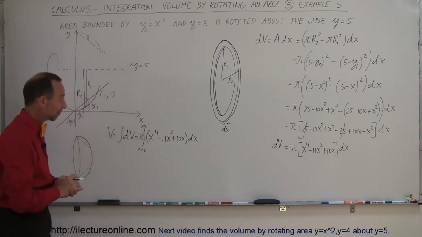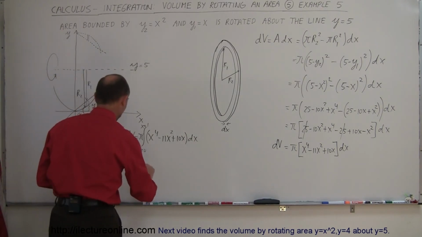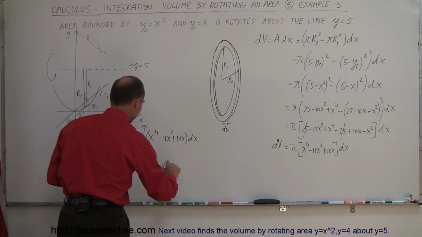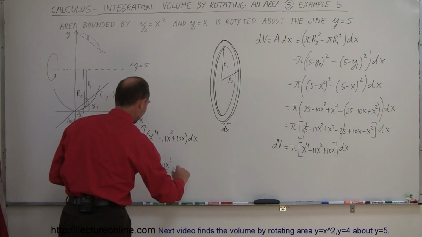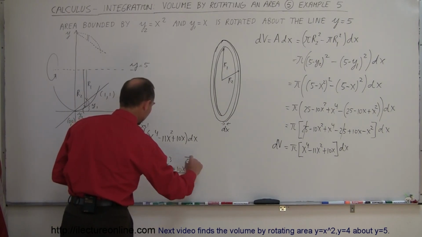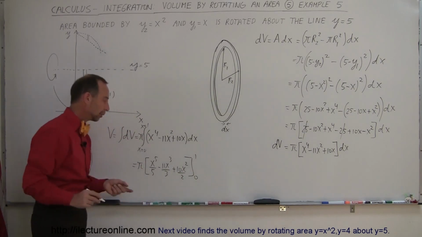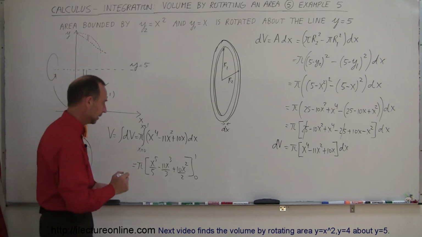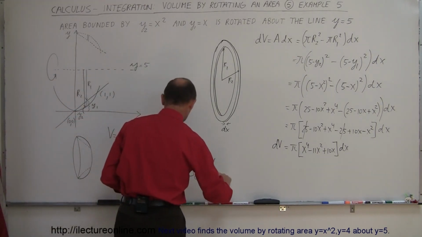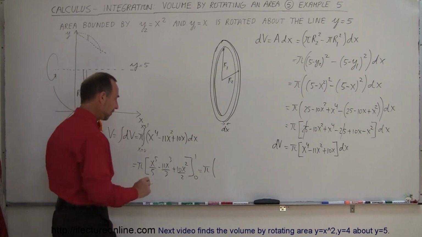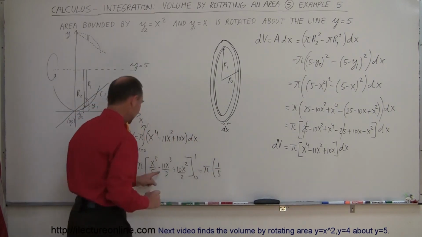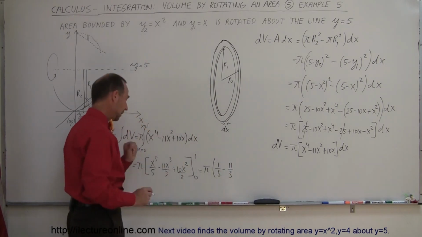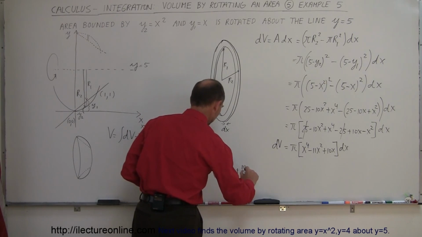Now I'm ready to integrate, so that's fairly straightforward. This is equal to pi times x to the fifth over 5 minus 11x cubed over 3 plus 10x squared over 2, and the whole thing evaluated from 0 to 1. Now you notice that if I plug in the lower limits, I get 0, so I can ignore the lower limit. I just need to plug in the upper limit. So this is equal to pi times, when I plug in 1 here, I get 1/5. When I plug in a 1 here, I get 11/3, so that's minus 11/3. And if I plug in a 1 here, I get 10/2, plus 10 over 2.